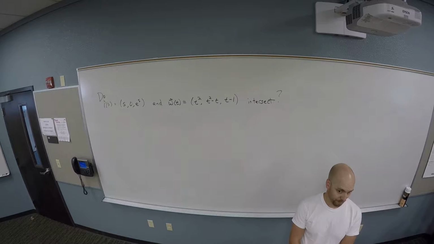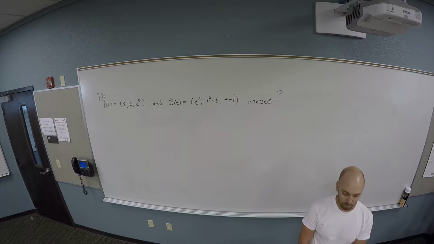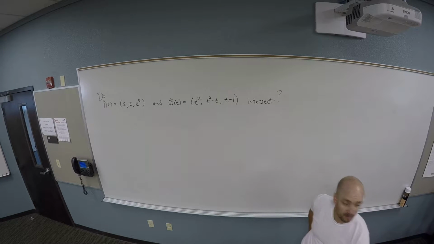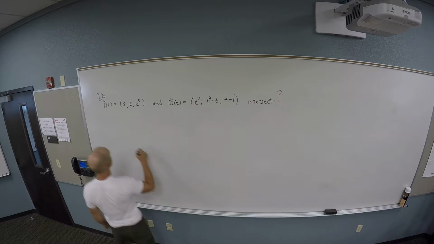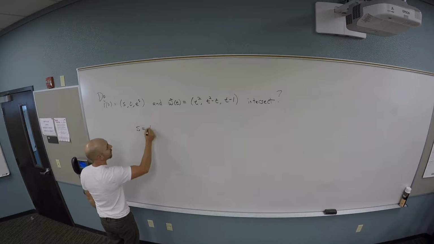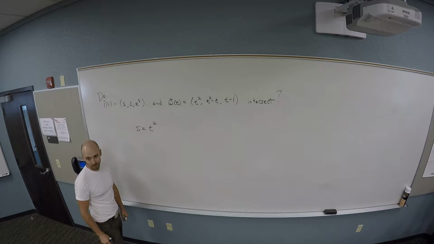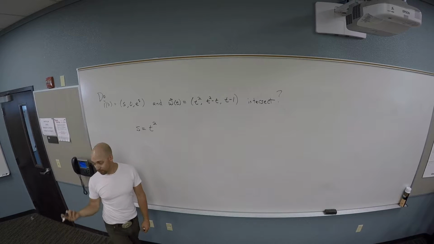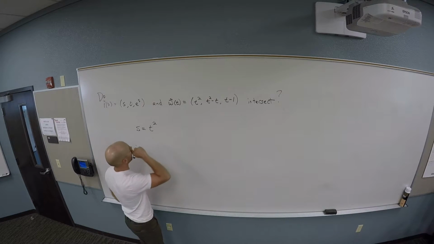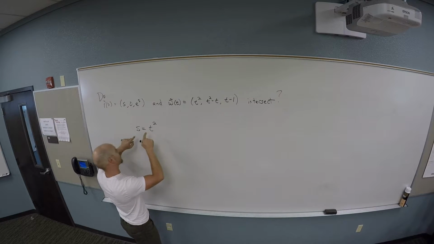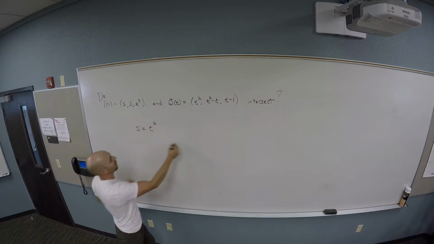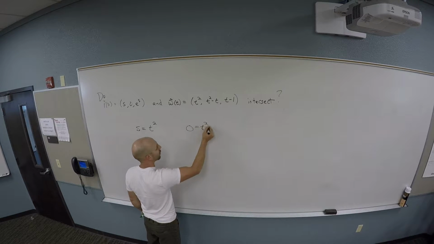Set the corresponding entries equal to each other. Yeah, right. If they're going to hit, that means the x's are going to have to be equal. So s is going to have to be t squared. And the y's are... Oh. So remember, it has to hit in all three variables, right? So you use x and y to get s and t, then check with z. Yeah, perfect. So s has to be t squared. 0 has to be t squared minus t.